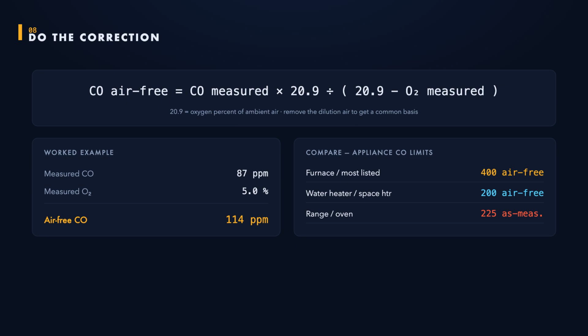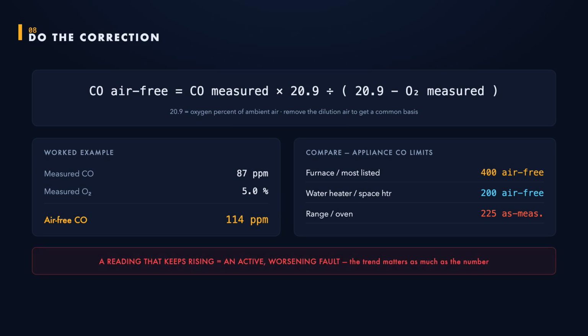400 for a furnace, 200 for a water heater or space heater. Ranges and ovens are unvented, so the code grades them as measured instead. About 225 at the oven and 25 per burner. And watch the trend. A reading that keeps rising means an active, worsening fault.